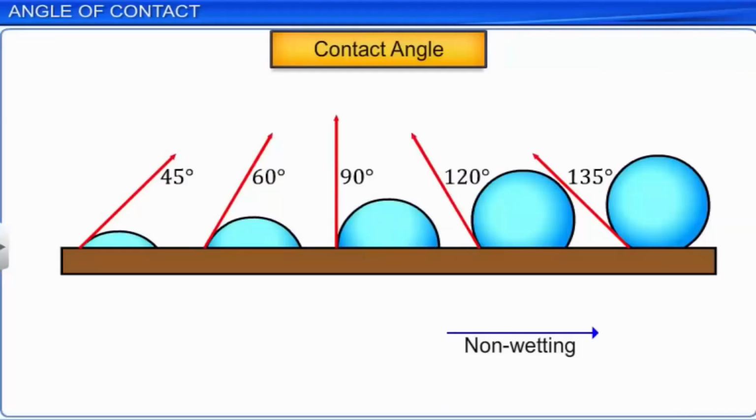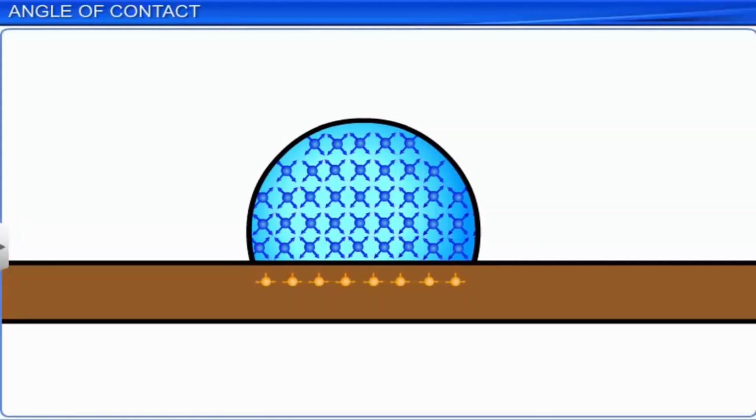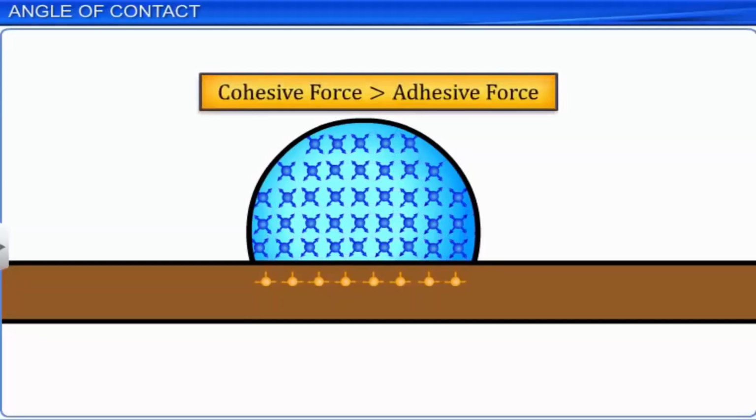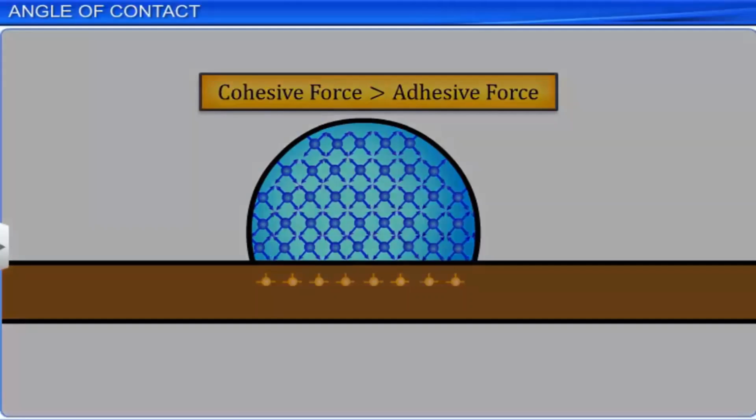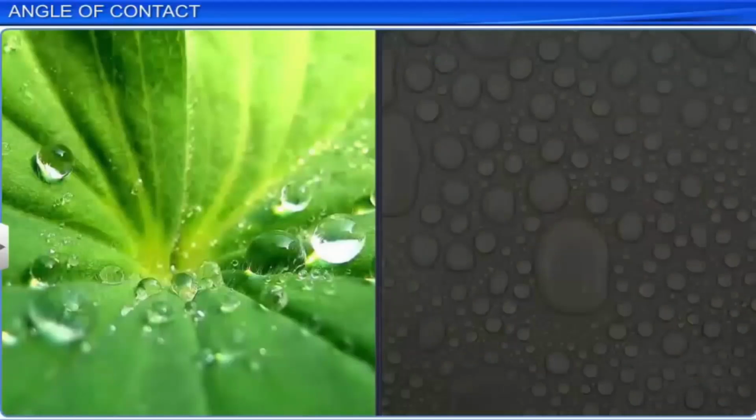If the angle of contact is obtuse, that is, more than 90 degrees, the liquid forms droplets on the surface and does not wet the surface. Here, molecules of liquid are more strongly attracted to themselves than to those of a solid. Hence, cohesive forces are stronger than adhesive forces. Therefore, it forms a droplet over the solid and does not wet the solid as in the case of water on a lotus leaf or any oily surface.